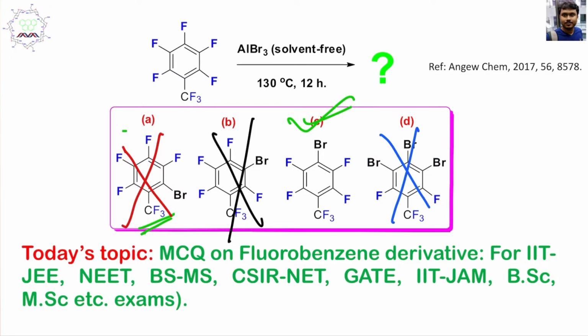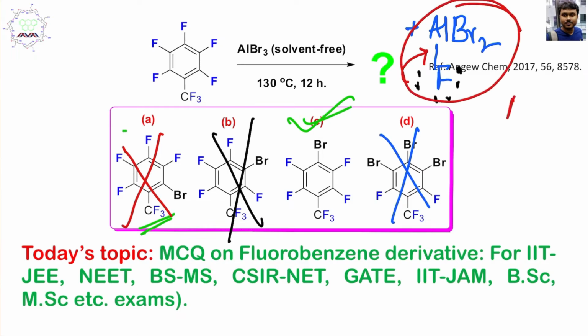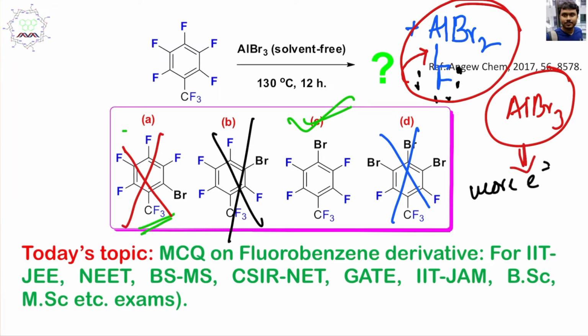Why? See, after this reaction the product along with C, what does it produce? AlBr2F. If you look at this molecule, this F has 3 lone pairs of electrons, so through back bonding it can donate more efficiently to the vacant p orbital of aluminium. This is the interesting thing. Consequently, if you compare this with AlBr3, AlBr3 is more electron deficient.